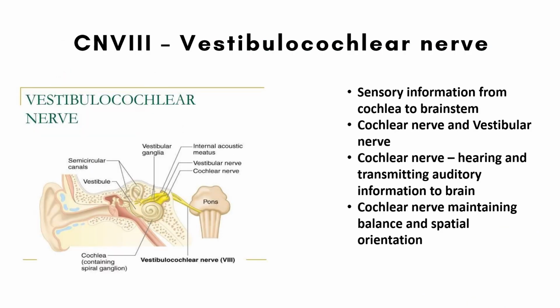Cranial nerve 8, the vestibulocochlear nerve, has dual functions. It serves both the auditory and vestibular systems. Originating within the inner ear, it carries sensory information from the cochlear and vestibular organs to the brainstem. The acoustic nerve comprises two primary components, the cochlear nerve and the vestibular nerve. The cochlear nerve is responsible for transmitting auditory information to the brain. In contrast, the vestibular nerve plays a critical role in maintaining balance and spatial orientation.